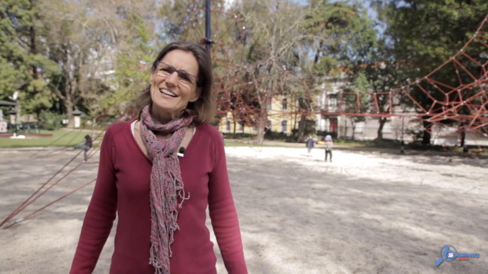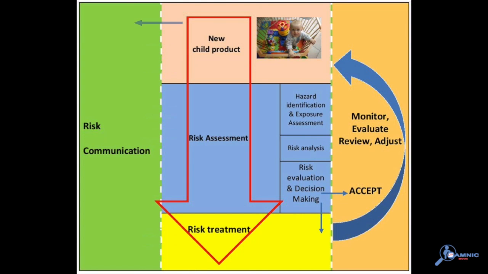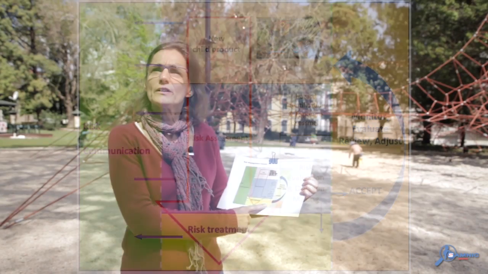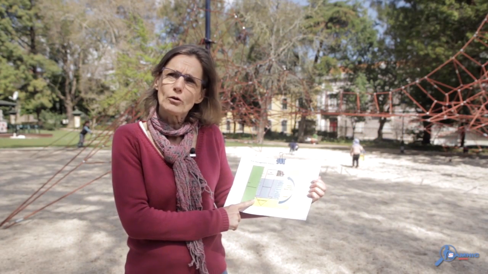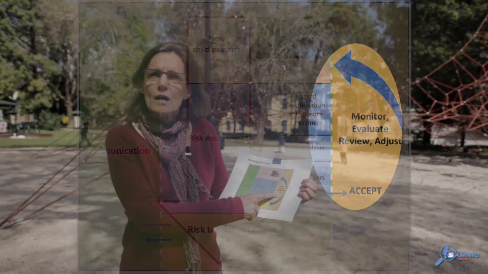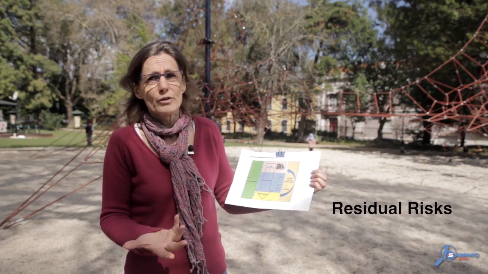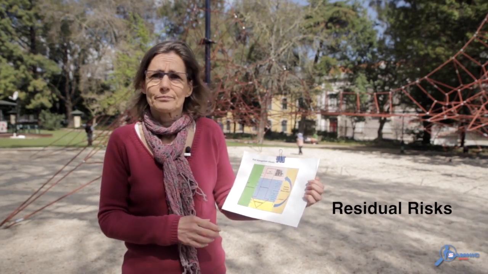Hi, in this lesson we'll continue with the risk management process, and we will deal with risk communication. After risk treatment is concluded and the overall risk of the product considered as acceptable or tolerable, residual risks need to be identified. This can include unknown risks and uncertainties.